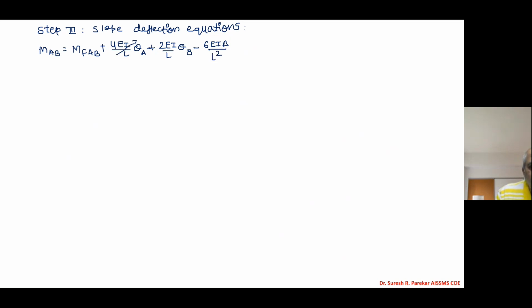Now theta A is 0 because of the fixed end, and then we will substitute values: minus 45 plus 2EI upon 6 theta B minus 6EI delta upon 6 square. And we will get it as minus 45 plus EI by 3 theta B minus EI by 6 delta. This is equation 1.